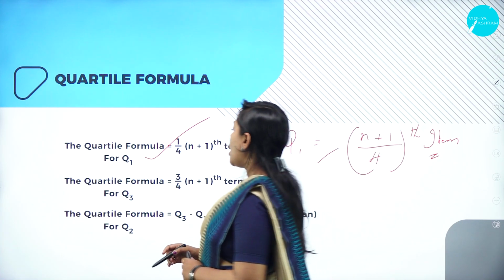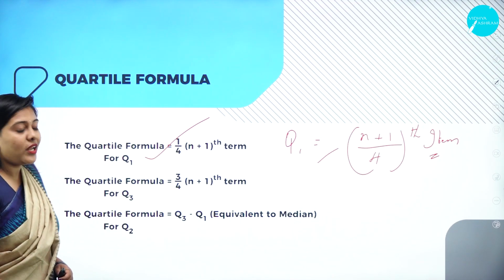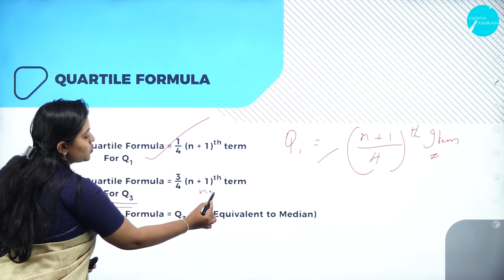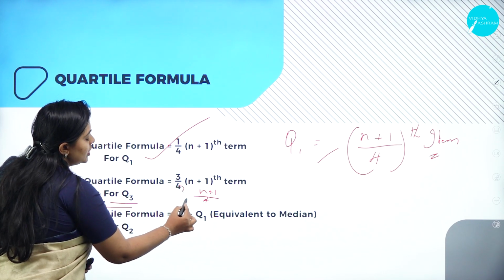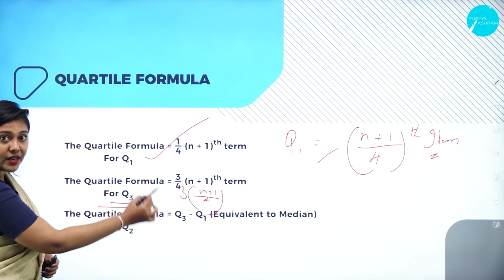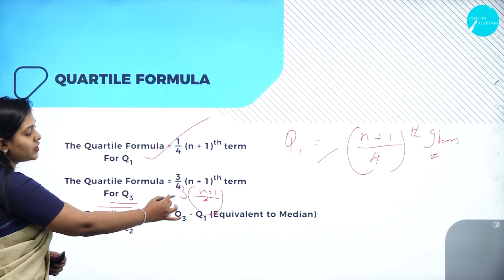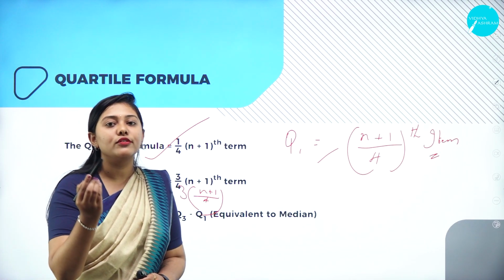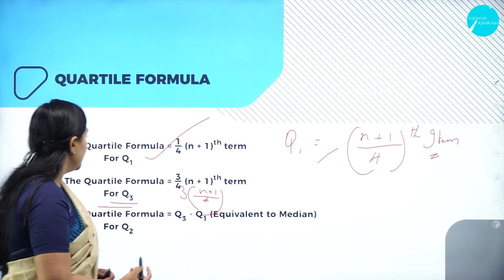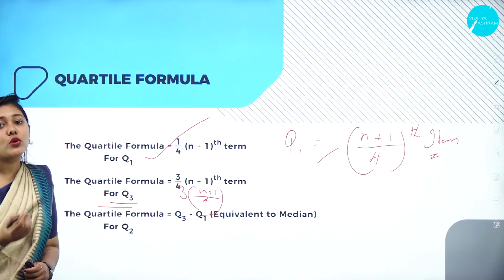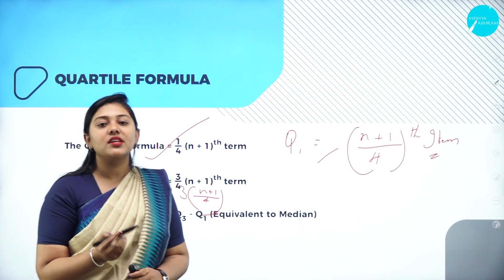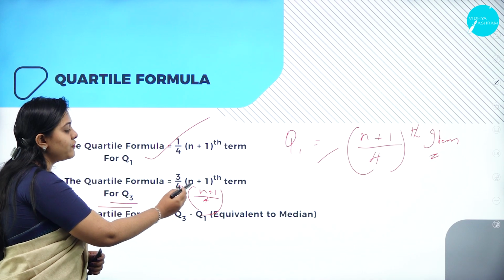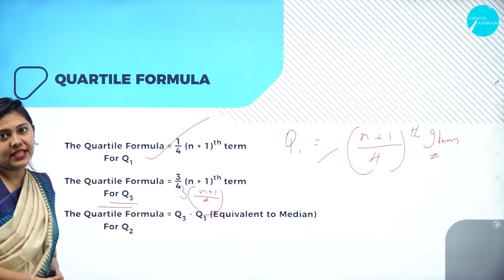And what is the formula of Q3? The formula of Q3 is equal to (n plus 1) divided by 4, into 3. So 3 multiplied with (n plus 1) divided by 4th observation or 4th item. So this is the formula to compute Q3, quartile 3. What is the formula to compute quartile 3? It is 3 times (n plus 1) divided by 4th term or 4th item.